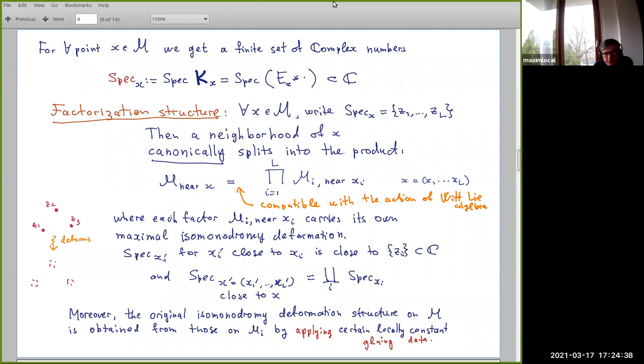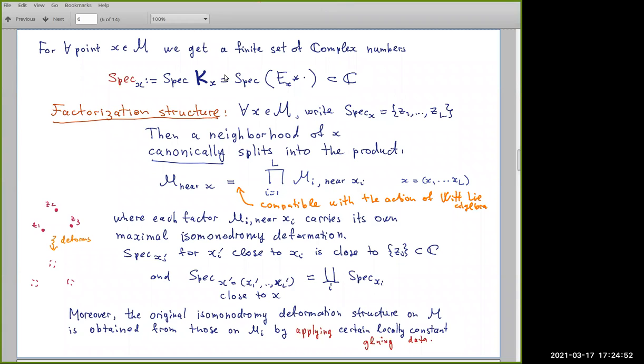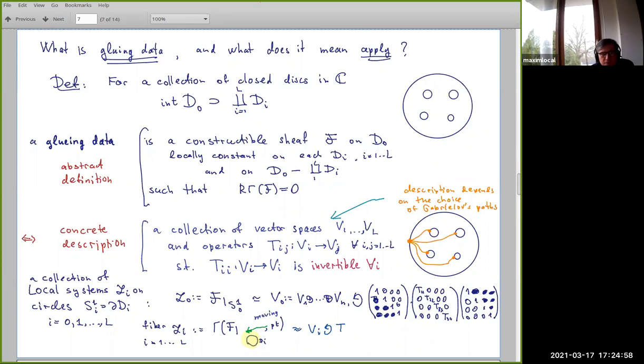What is not obvious here is that you get this isomonodromic deformation structure on individual moduli spaces, some new vector bundles of smaller dimensions, and flat connections. Okay. Now, I should discuss a little bit what gluing data is and what it means to apply it.